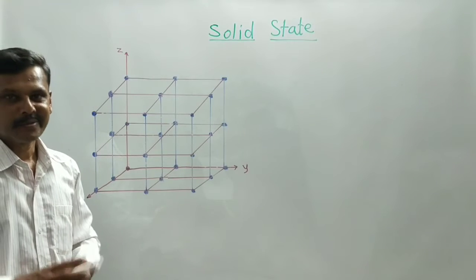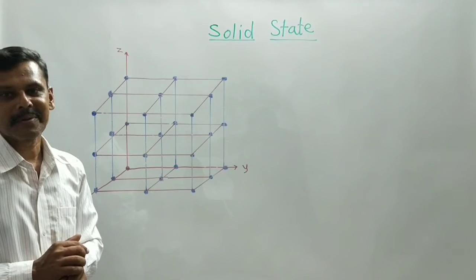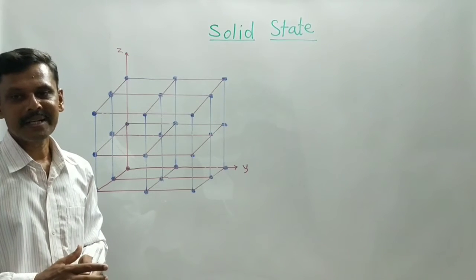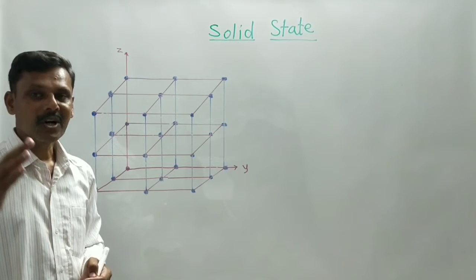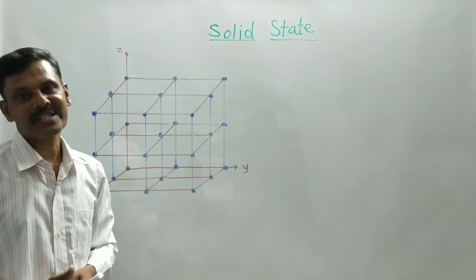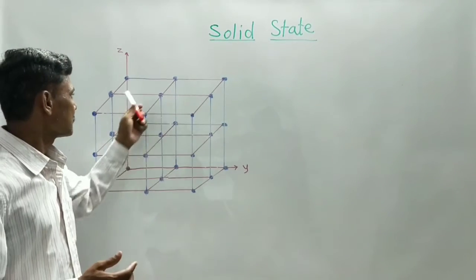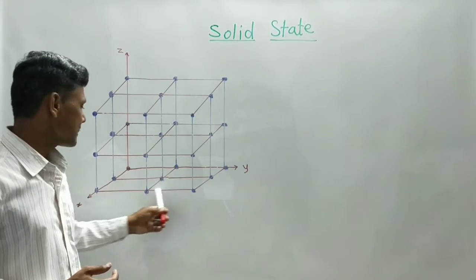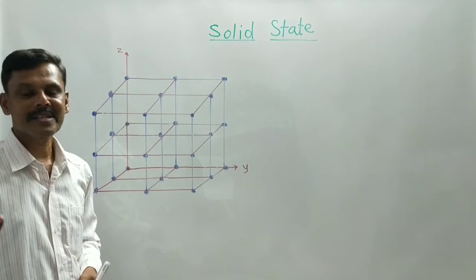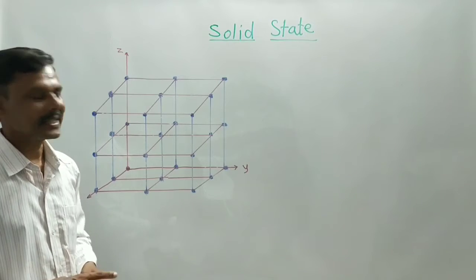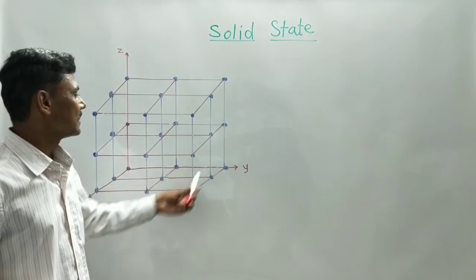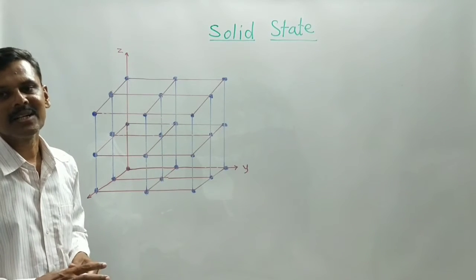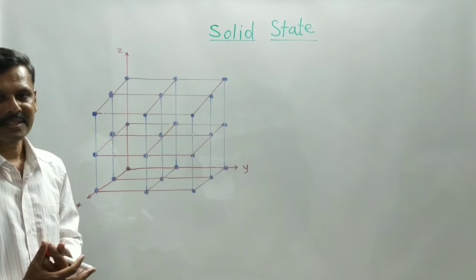I got one geometrical shape. This one geometrical shape, we call it a crystal system. This is a crystal system. If we consider these points as basis or actual particles, then we get a crystal. So it is a crystal lattice or space lattice.